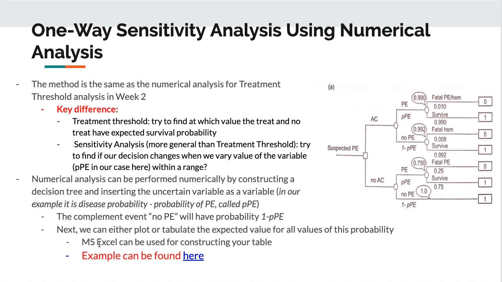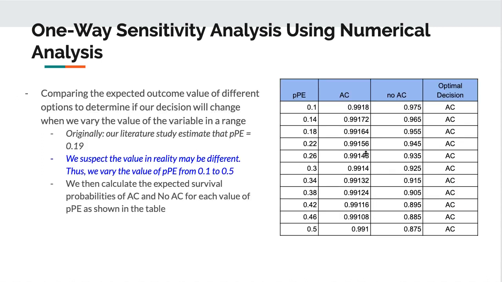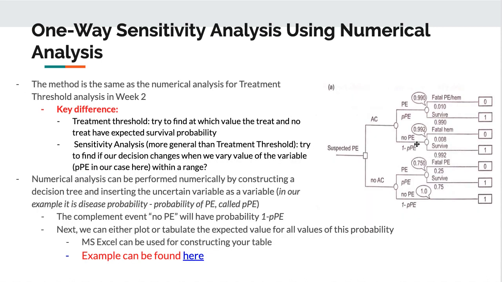In this case, Microsoft Excel or Google Spreadsheet can be used to construct our table. And here's an example. We're going to come back to this example in a moment. But from here, we can see that by utilizing the decision tree, we should be able to identify which variable to consider in our one-way sensitivity analysis.